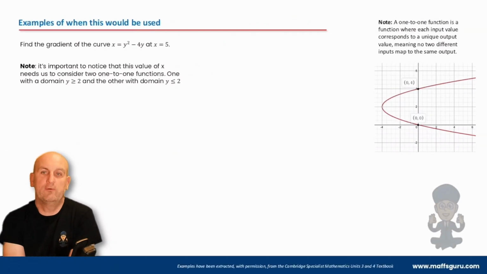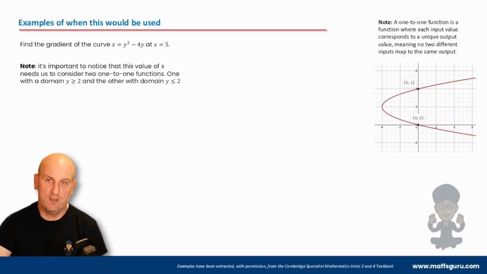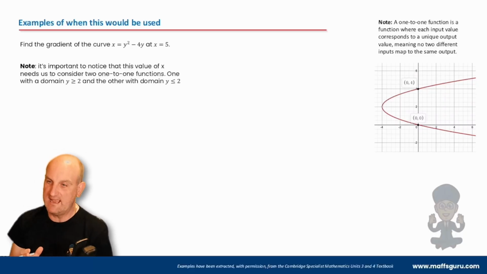What about here though? Find the gradient of the curve x equals y squared minus 4y at x equals 5.